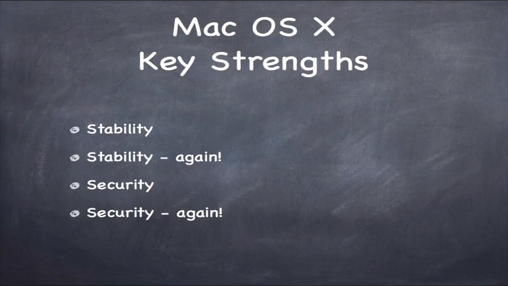Strength number 3 is security. Unix is also known for its incredibly high level of security built right into the operating system. Apple have been very, very clever in choosing Unix as the base for their operating system. Unlike Windows, which is built on a proprietary software base, Apple have built theirs on top of something that was already rock solid. And this means that security is inbuilt and ingrained in the operating system by default.